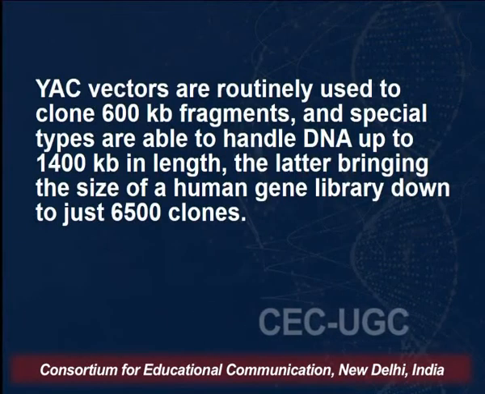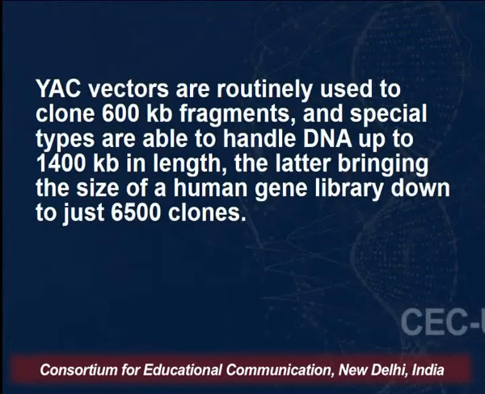So you can well imagine how much the number of clones needed for representation of the entire genome will reduce if you use a high capacity vector. The latter brings the size of the human gene library down to just 6500 clones. So after transformation, if you get 6500 clones of fragments cloned in YAC vector, you can assume that your entire human genome is represented, and you probably need to analyze just these 6500 clones.